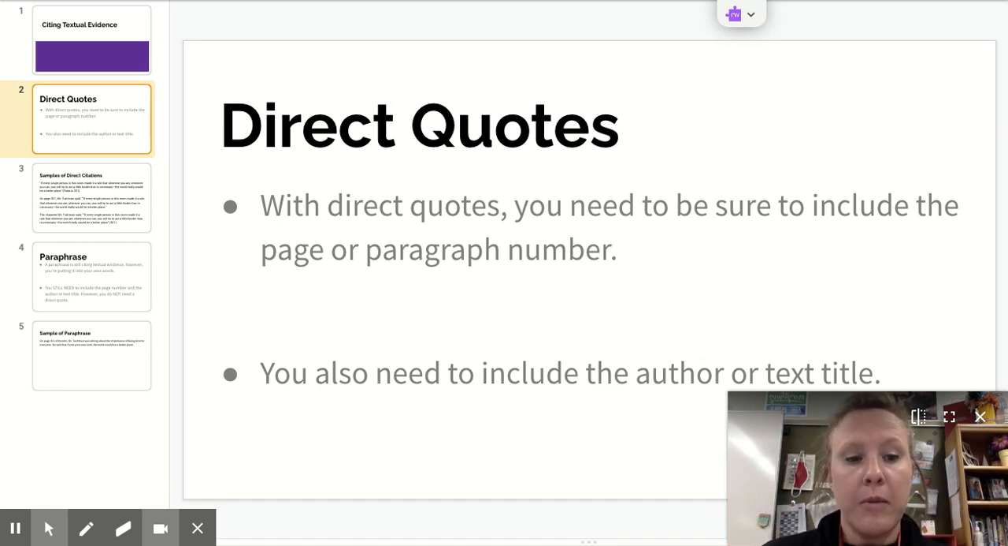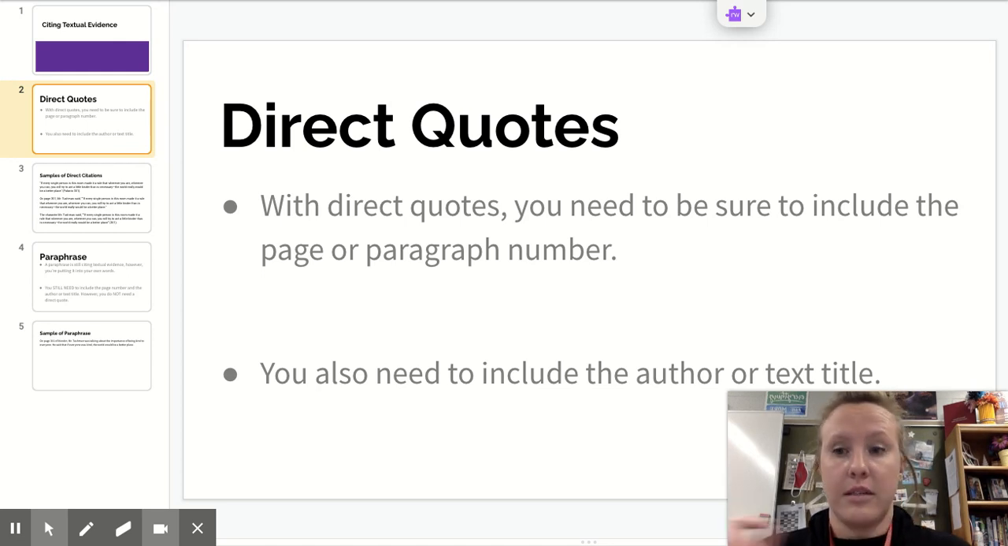So you need to make sure that you have quotation marks around the specific quote that you're including, but you still need to also include the page or the paragraph number. You wouldn't include a paragraph number if you're citing from like a novel, but if it was like a one-page text, you could say paragraph 7 or whatever from that text. Then you would also need to include either the author or the text title, and I will show you how to do that here in a second. Okay. Again, though, it is a direct quote. It is word for word from the text, quotation marks, and then you have page or paragraph number and the author or the text title.